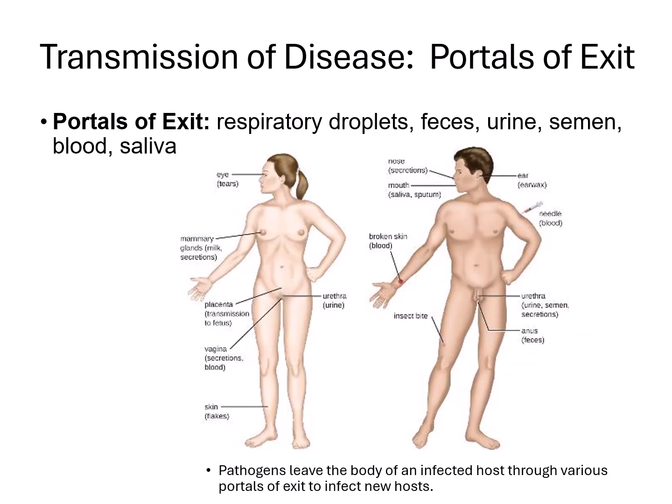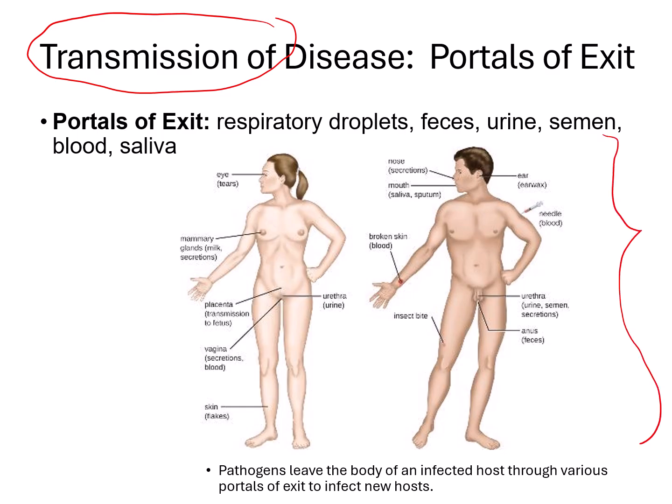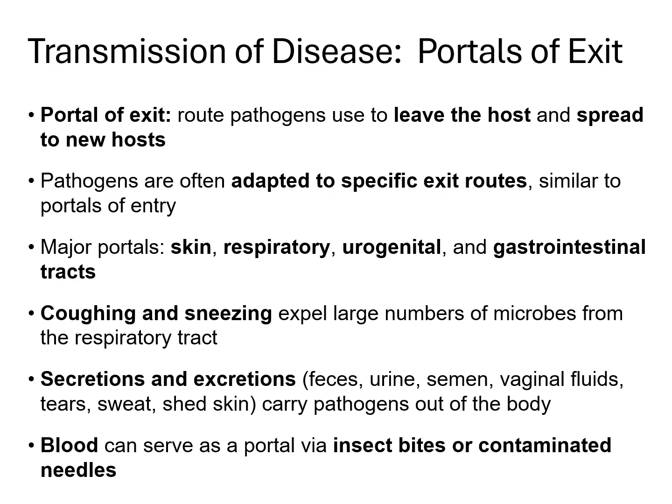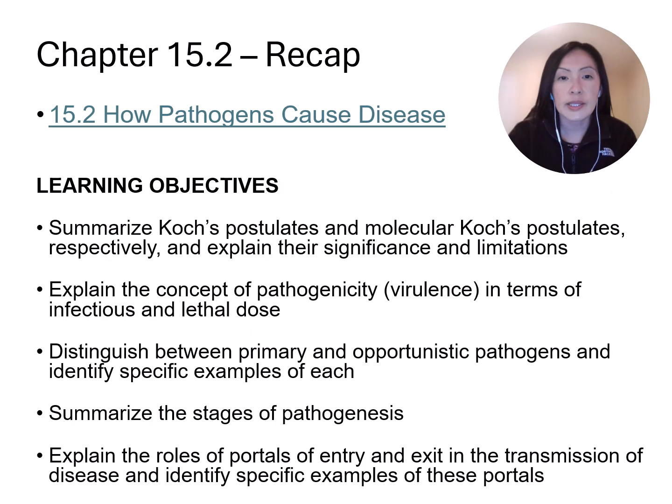For a pathogen to persist, though, it must also be able to exit the host and find a new one. This is known as transmission of disease from one host to the next, and our book shows a nice figure showing the various portals of exit as well. Common portals of exit, like we saw in that figure, include respiratory droplets, feces, urine, semen, vaginal secretions, and blood. Coughing and sneezing can release thousands of microbes into the air. Blood exposure can occur through insect bites or contaminated needles, and exit routes usually correspond to the pathogen's portal of entry.